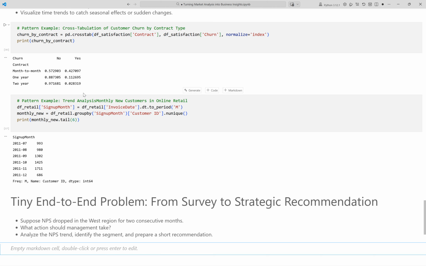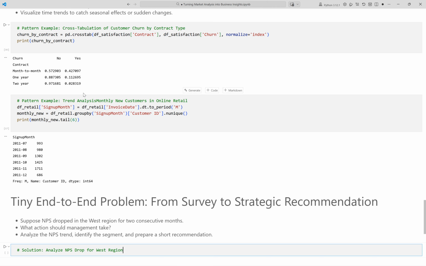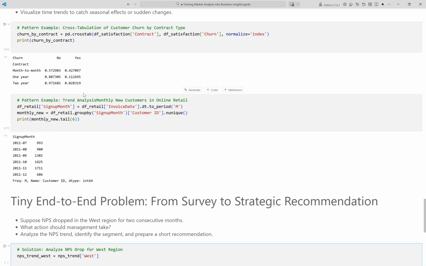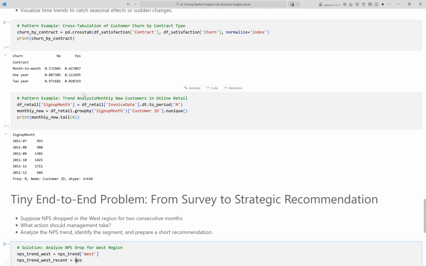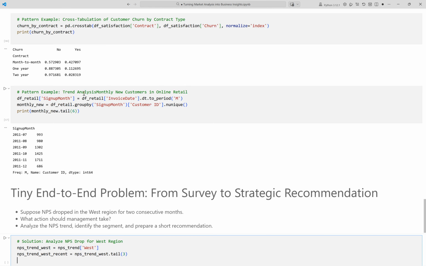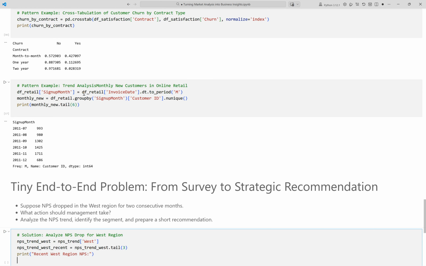Let's focus on the West region NPS trend. We select only the West region scores from our earlier trend analysis. We display the last 3 months to spot changes. This highlights whether there is a real and urgent decline.